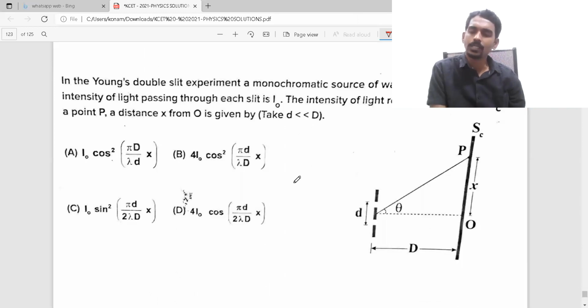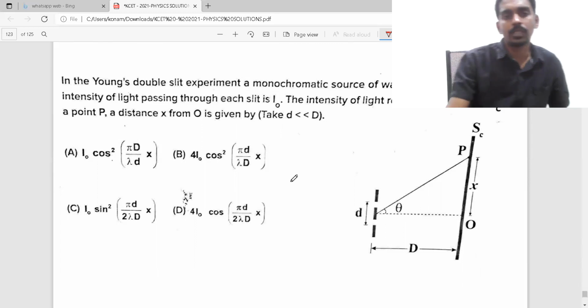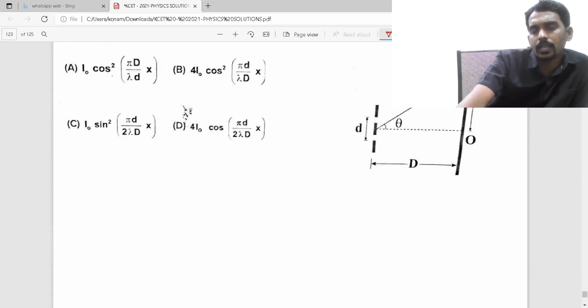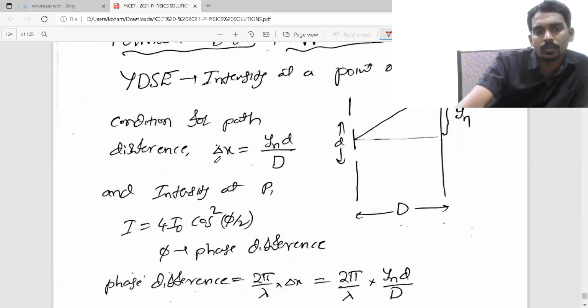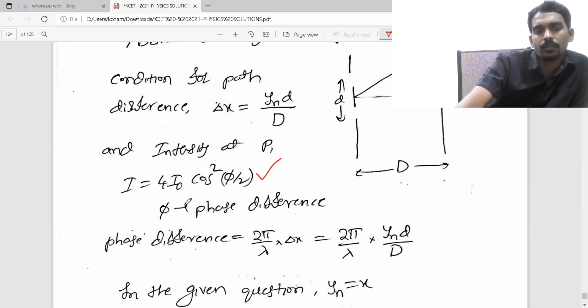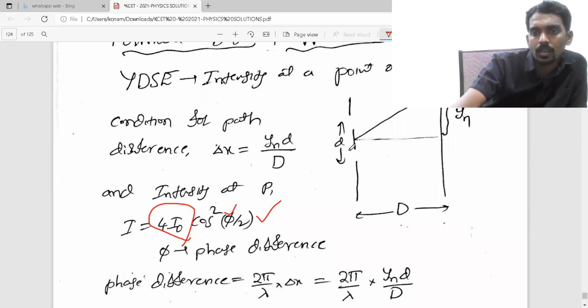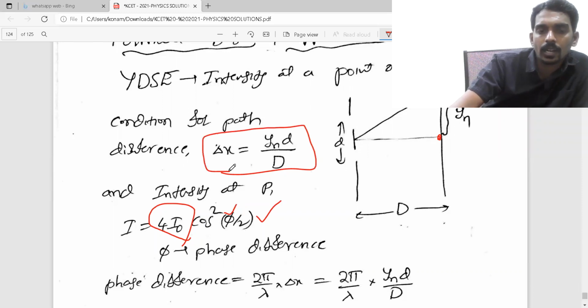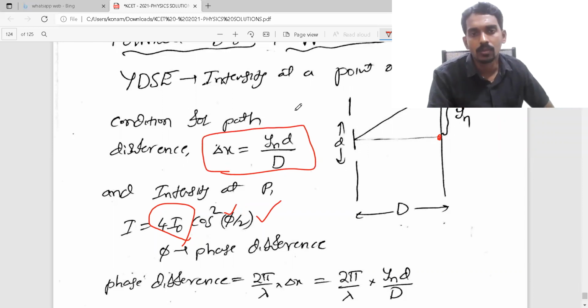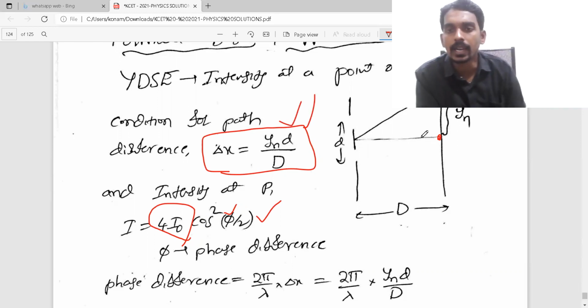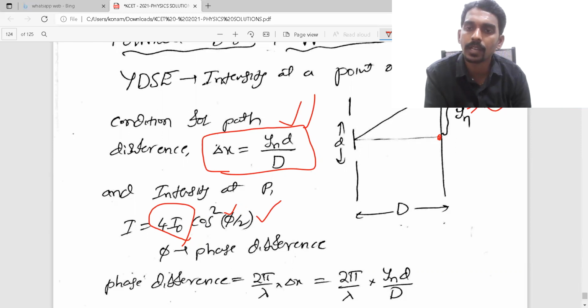In Young's double slit experiment, this is also not difficult, but it is an application type question. The intensity at any point on the screen, the general formula is this one, where 4I0 is the maximum intensity at a bright fringe, and phi is the phase difference of the two light waves reaching that point. If you consider the distance of that point from the central fringe as yn, you will derive this relation while understanding Young's double slit experiment. According to the given question, this yn value they have given as x.